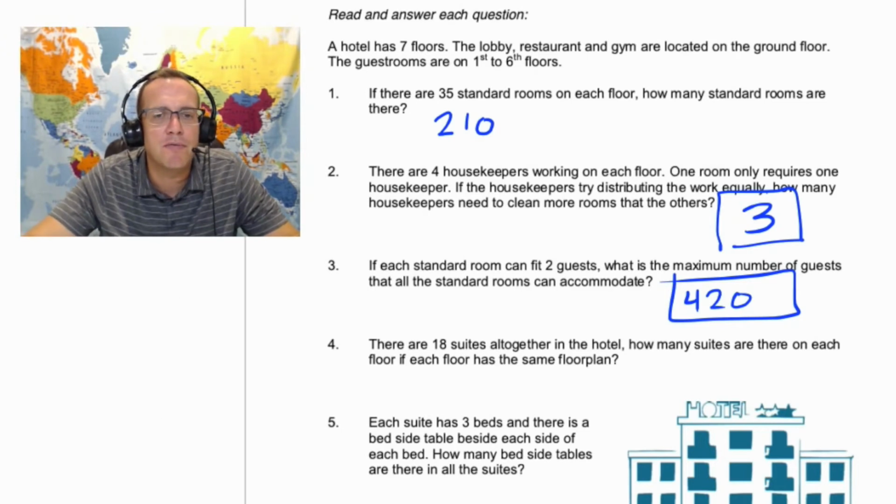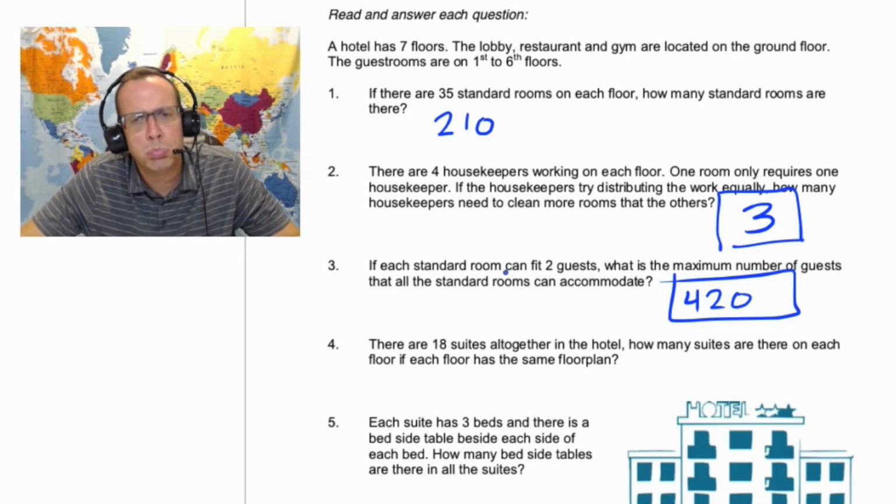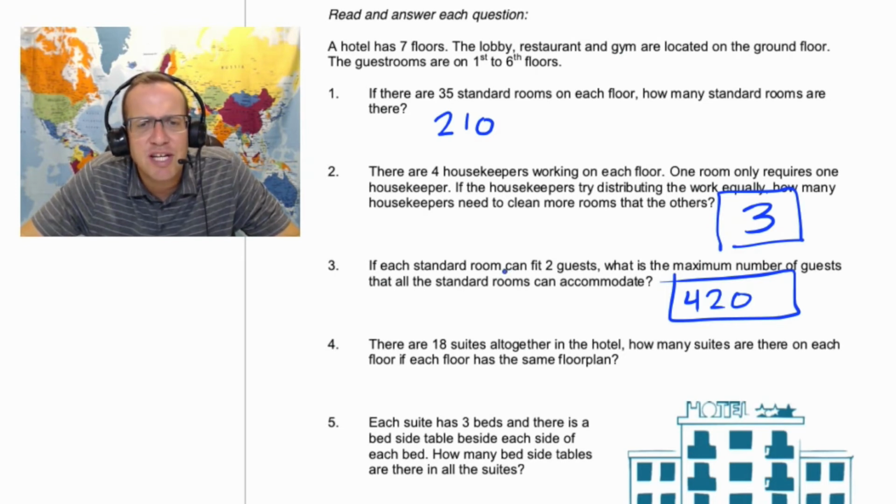Okay, let's move on to number 4. There are 18 suites altogether in the hotel. How many suites are there on each floor if each floor has the same floor plan? Okay. So what is it asking? Well, it's saying that there's 18 suites in the hotel. They have the same floor plan, and how many suites are there on each floor?